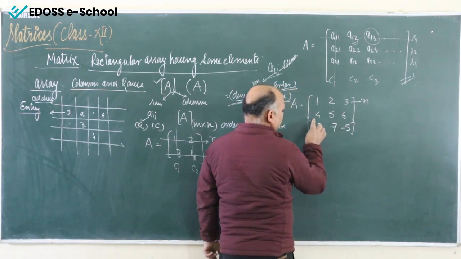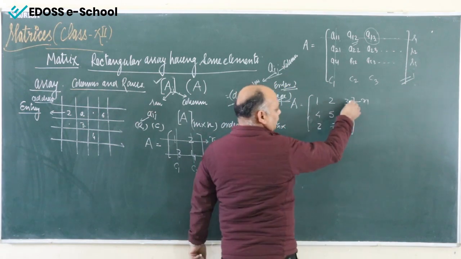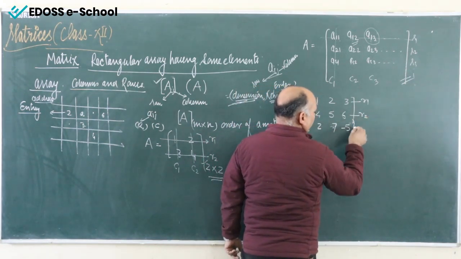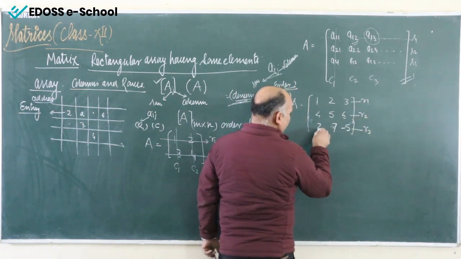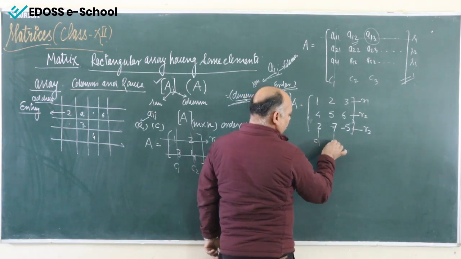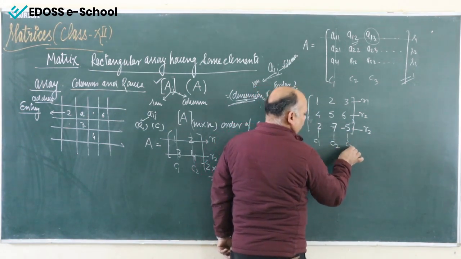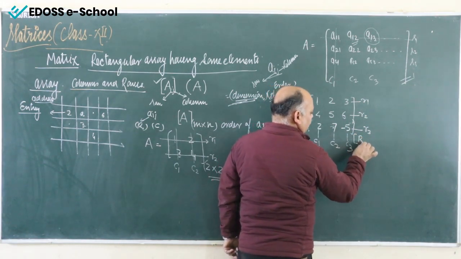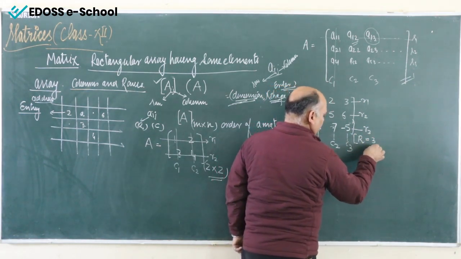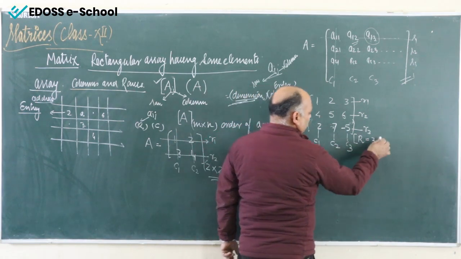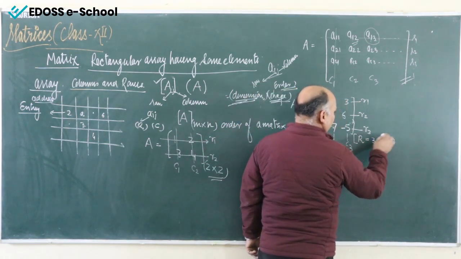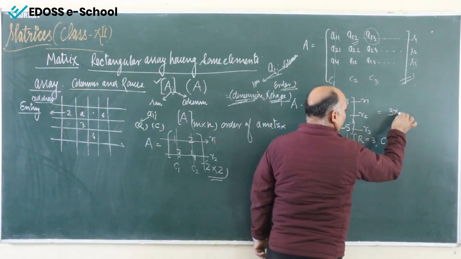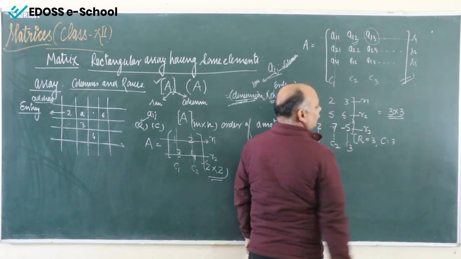Suppose this is the matrix. Then this is R1, this is R2, this is R3. This will be column 1, column 2, column 3. Now 1, 2, 3 means the number of rows will be equal to 3, and the columns 1, 2, 3 means the number of columns will be equal to 3. Then its order will be 3 cross 3.